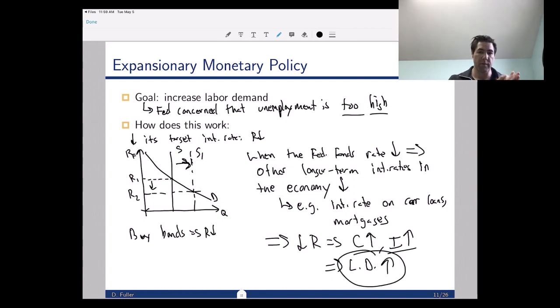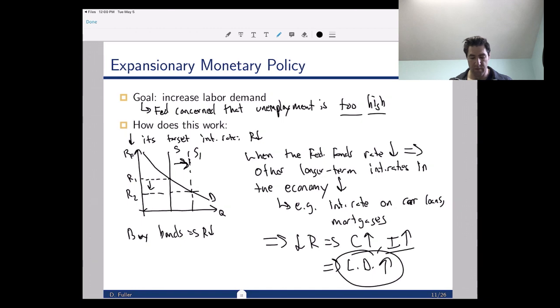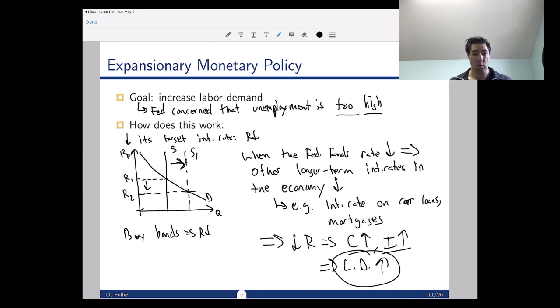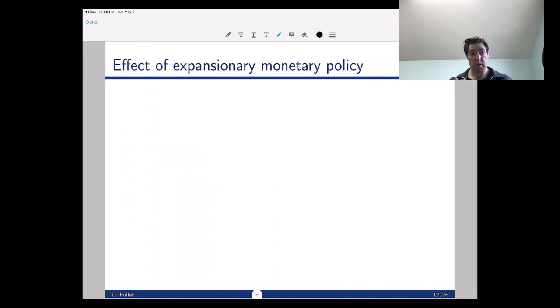So the goal, go back to my earlier graph, is to shift that labor demand curve back to the right. And with monetary policy, the way that's functioning is via increased consumption and investment by the lower interest rate. So the Fed hopes to lower interest rates across the economy and stimulate some demand for consumption and investment.